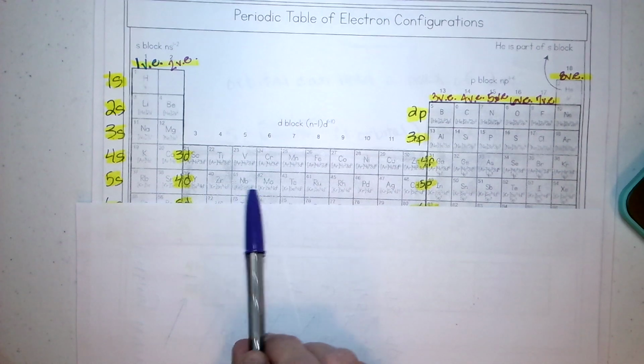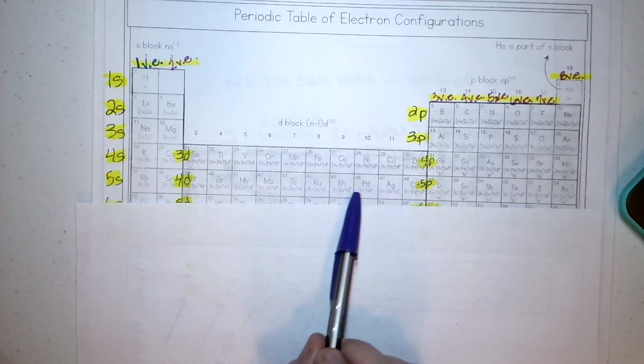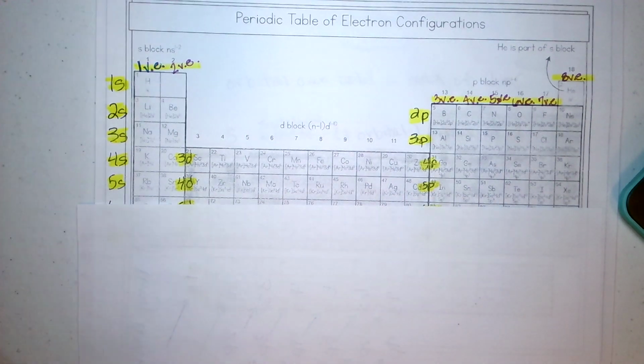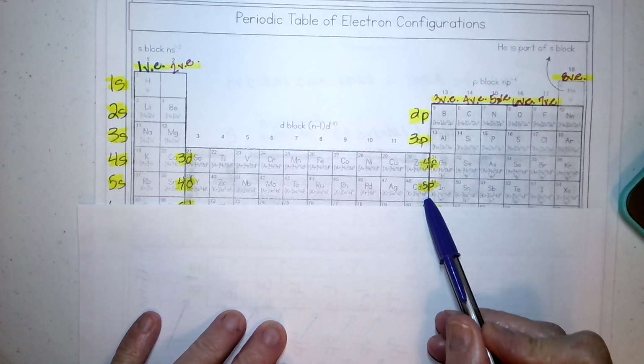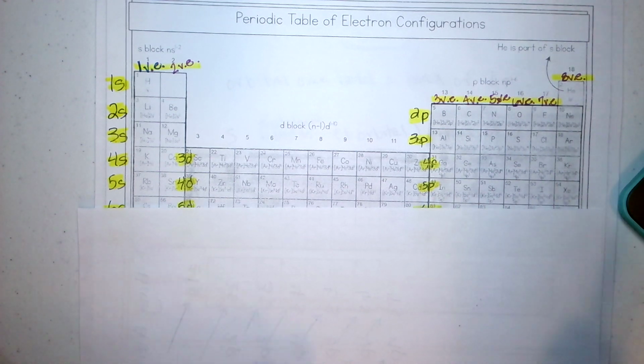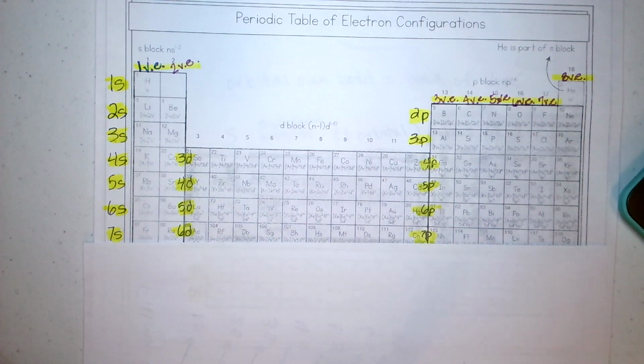And I fill 1, 2, 3, 4, 5, 6, 7, 8, 9, 10 electrons in the 4d. And then we go back and we finish filling some more in that 5th energy level in the 5p sublevel. And we fill 1, 2, 3, 4, 5, 6 in that. So on and so forth. We keep going like that.